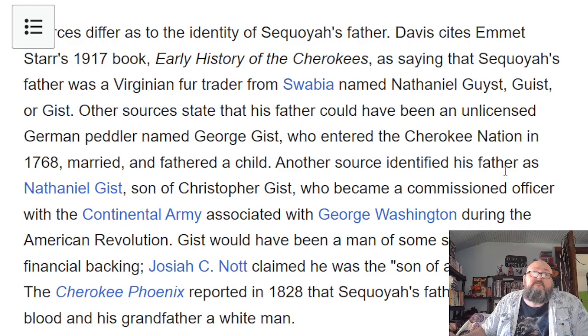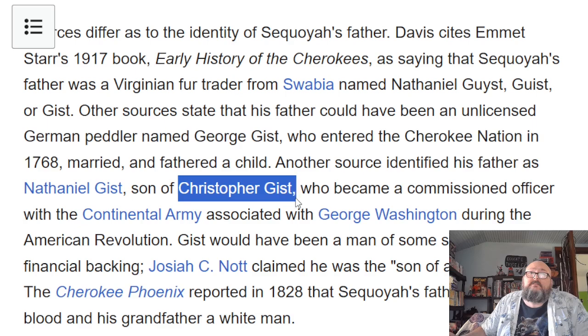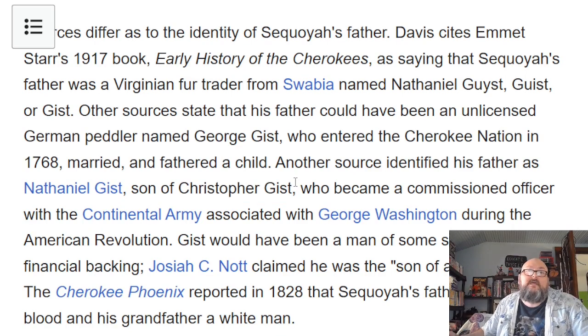Another source identified his father as Nathaniel Gist, son of Christopher Gist, who was one of the first settlers to come upon the area where my hometown is from. So yeah. He became a commissioned officer with the Continental Army associated with George Washington during the American Revolution. Gist would have been a man of some social status and financial backing.